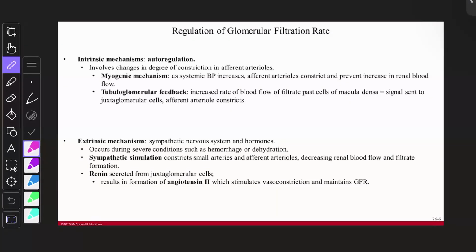We have intrinsic and we have extrinsic. Now, here's what you need to get in your head, okay? Intrinsic or auto-regulation happens when the kidneys detect an issue and the kidneys self-correct. There is no influence of anything outside of the kidney in auto or intrinsic regulation. Okay, so we have two mechanisms here where this works. And both of these mechanisms will affect how much we constrict or relax the afferent arteriole.